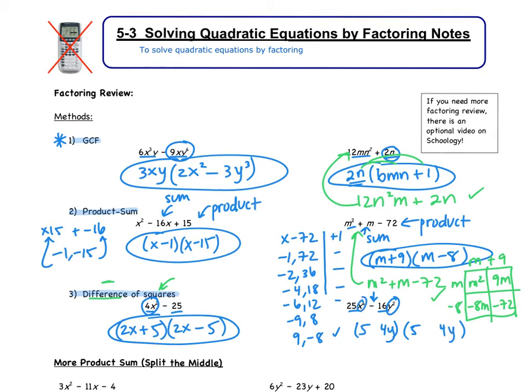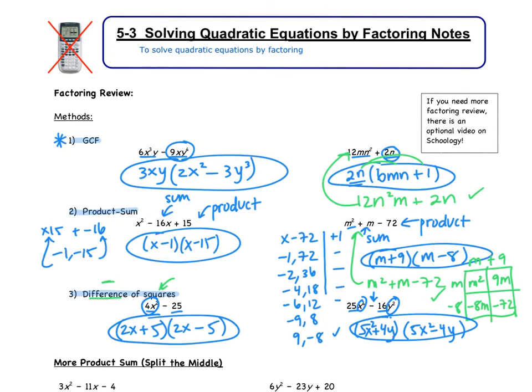What about this x to the 4th? Well, x to the 4th is x squared times x squared. So I have an x squared, an x squared. And again, to get that negative 16, we would need a positive 4 and a negative 4. So this is our final answer.